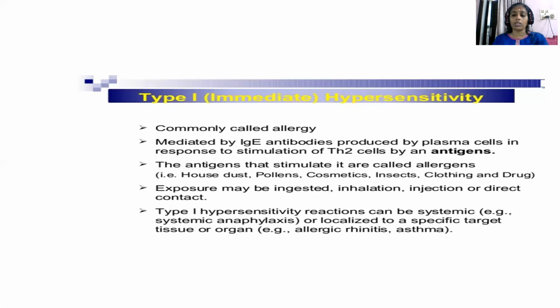It will affect all over our system. Or it can be localized to specific target organs like in rhinitis and asthma. It is only in the nose and lungs. Asthma and rhinitis only affect the respiratory system, not other parts of the body. Whereas in the systemic case, it is called an anaphylaxis reaction. When the hypersensitive reaction is systemic and affects the entire body system, we call it anaphylaxis reactions. So type 1 can be either systemic or localized.